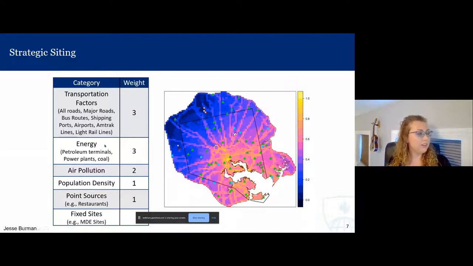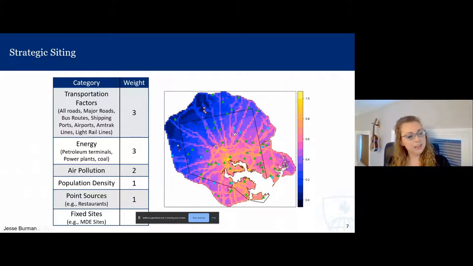And we wanted to characterize important energy sources, so petroleum terminals, power plants, things like this. And also things where we know air pollution is more likely to be, just using our intuitive knowledge, point sources, like there's an incinerator in Baltimore, but also areas where there are lots of restaurants and things like that, where we know they're going to be putting particulates out in the air and we want to capture this. And also we did put in a population density factor because we wanted to measure where people actually are. And that's something we really cared about. What are people actually being exposed to?